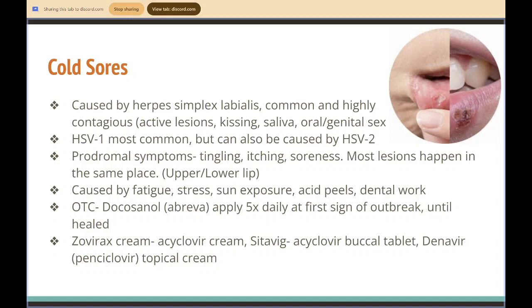Over-the-counter treatment is docosanol, which is Abreva. The instructions are apply 5 times daily at first sign of outbreak until healed. Prescription, we have Zovirax cream, which is acyclovir, Sitavig, which is the acyclovir buccal tablet, and Denavir, which is penciclovir topical cream.